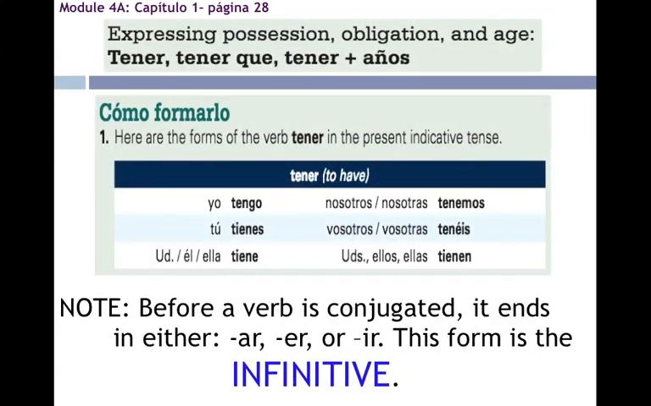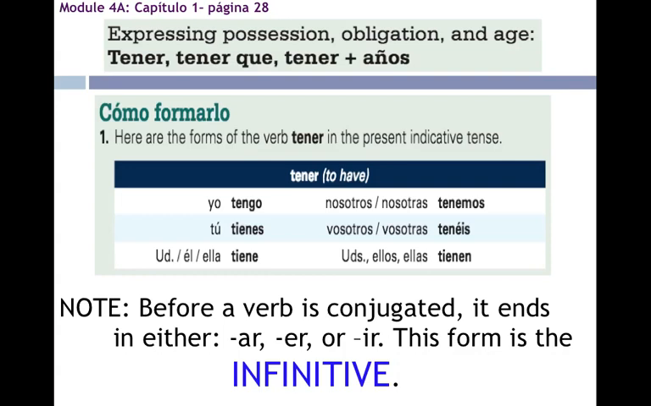Before a verb is conjugated, it ends in either AR, ER, or IR. So tener, of course, ends in ER. It's an ER ending verb. This form of the verb, before it's conjugated, is called the infinitive form. It's also the form of the verb that you would find in the dictionary. If you were reading along and you came across the word tengo, and you looked it up in a dictionary and said, what does this mean? It would say, see tener.